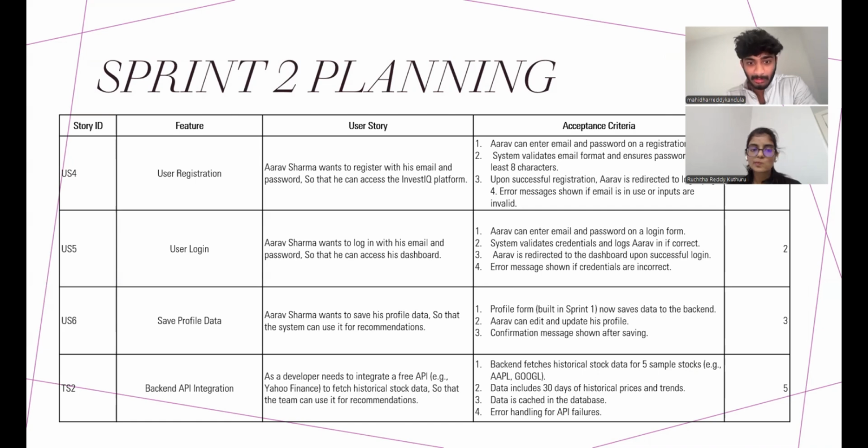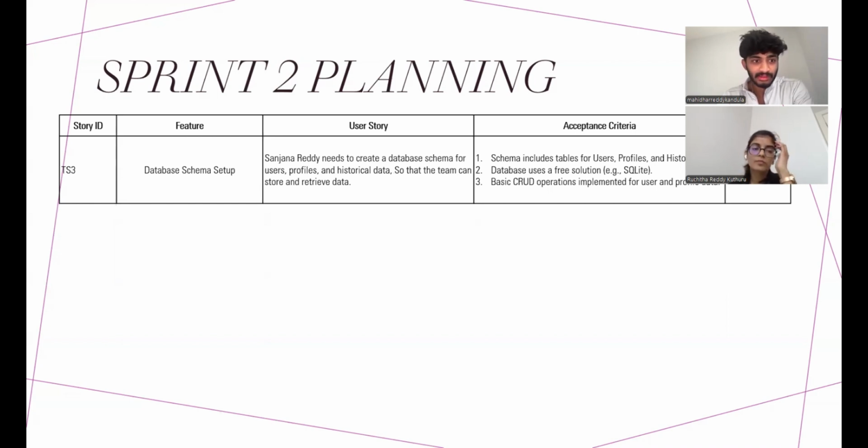Next, we got backend API integration. As a developer, I need to integrate a free API to fetch historical data so that the team can use it for recommendations. It fetches historical stock data from an API, caches it, and handles the errors. Next slide. So next we got database schema setup. It creates tables for users, profiles, and stock data with CRUD operations.